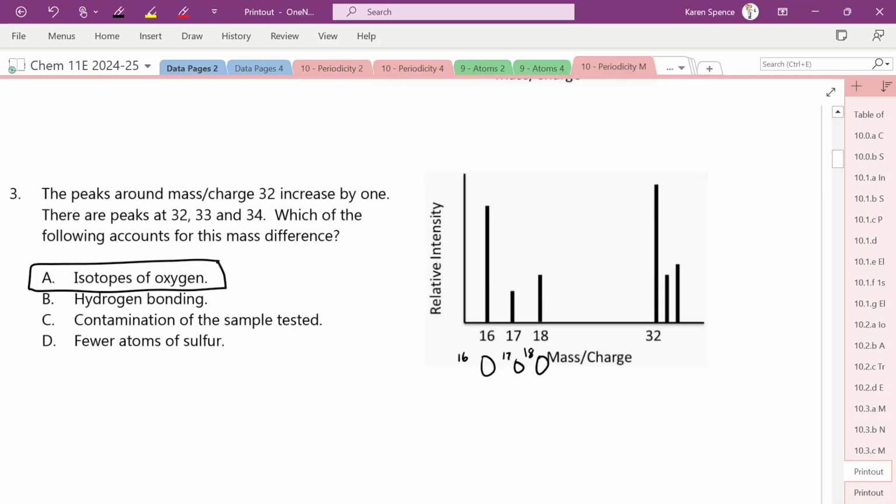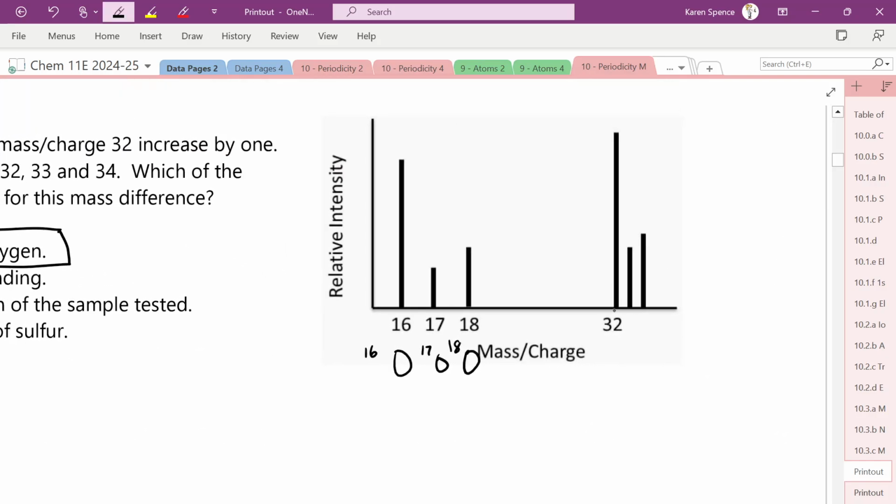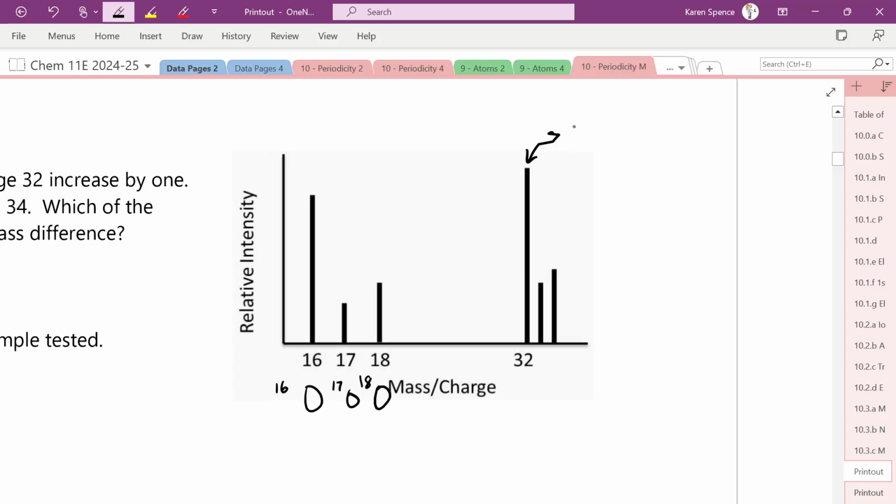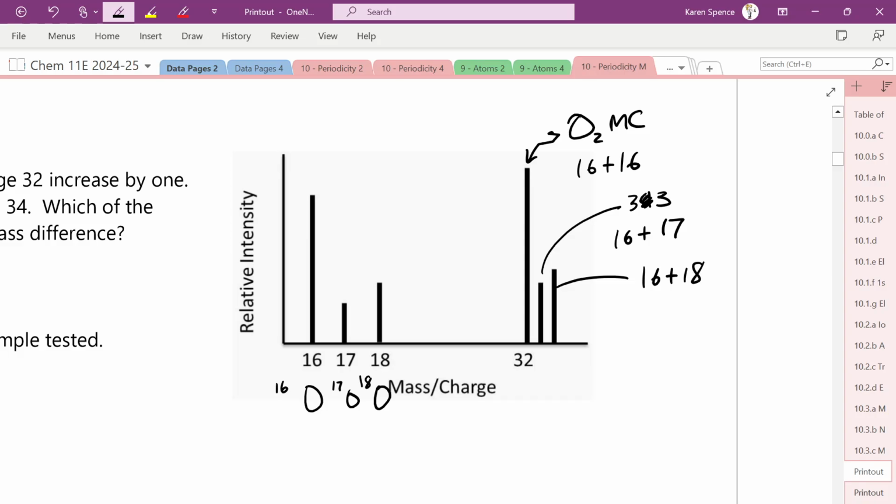And then what is happening up at 32? Why do we have a 32? That must be an O2 molecule, and this one would be made of a 16 plus a 16. The next one, not at 34, at 33, would be a 16 plus a 17. And then this last one would be a 16 plus an 18.